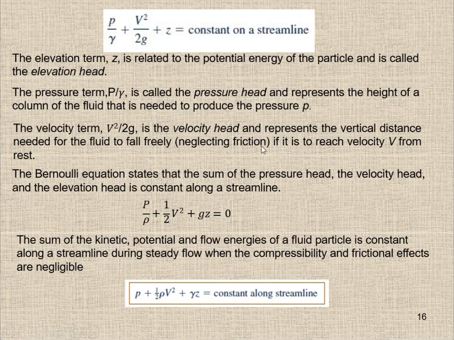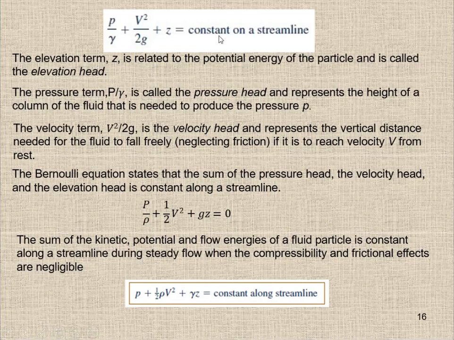That means we are considering the ideal flow, without any friction or compressibility, for the fluid to reach velocity v from rest. So we represented the Bernoulli equation here in the form of head. Now we are going to represent the Bernoulli equation in the form of pressure. The Bernoulli equation states that the sum of the pressure head, the velocity head, and the elevation head is constant along the streamline.